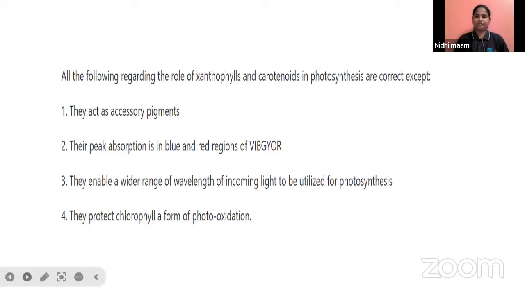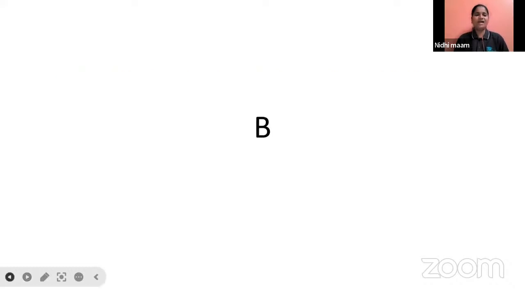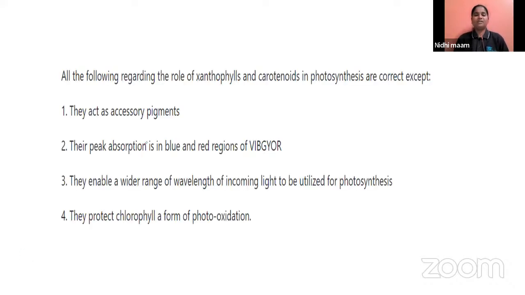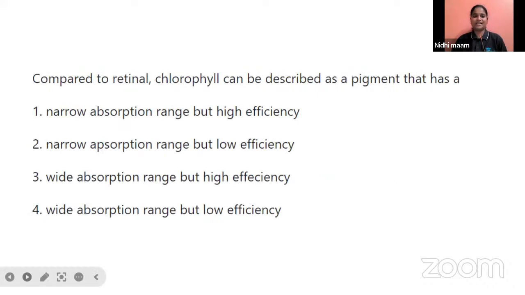Okay, see here. The answer is option B. Their peak absorption is in blue and red regions of Vibgyor. Xanthophylls and carotenoids do not have peaks in the blue and red regions, that is chlorophyll. So option B is the right answer.